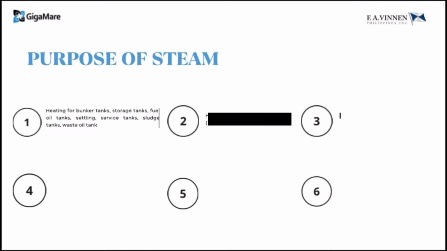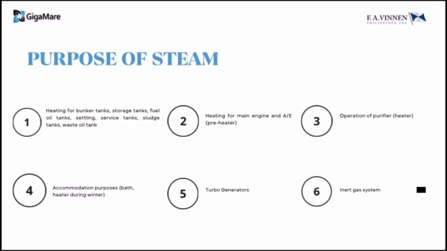So, steam is being utilized in several ways. Number 1, heating for bunker tanks, storage tanks, fuel oil tanks, settling and service tanks, sludge tanks, and waste oil tanks. Second, it is used for heating the main engine and auxiliary engine, the preheater. Third is the operation of the purifier. Fourth is for accommodation purposes. Fifth, for turbo generators. And sixth, the inert gas system, most especially used for tanker vessels.